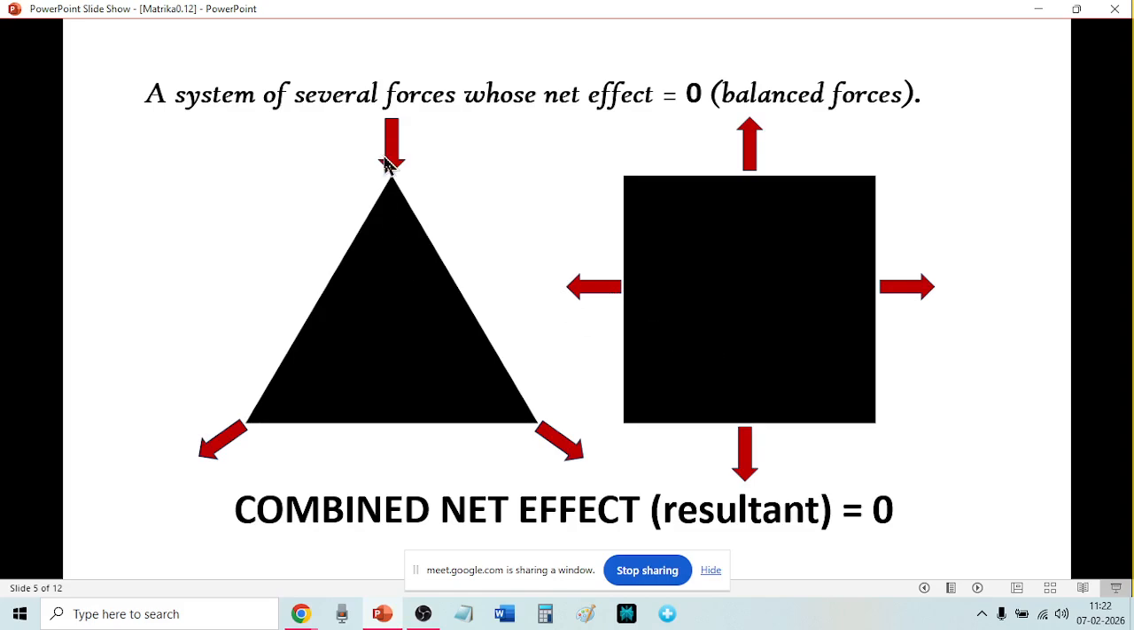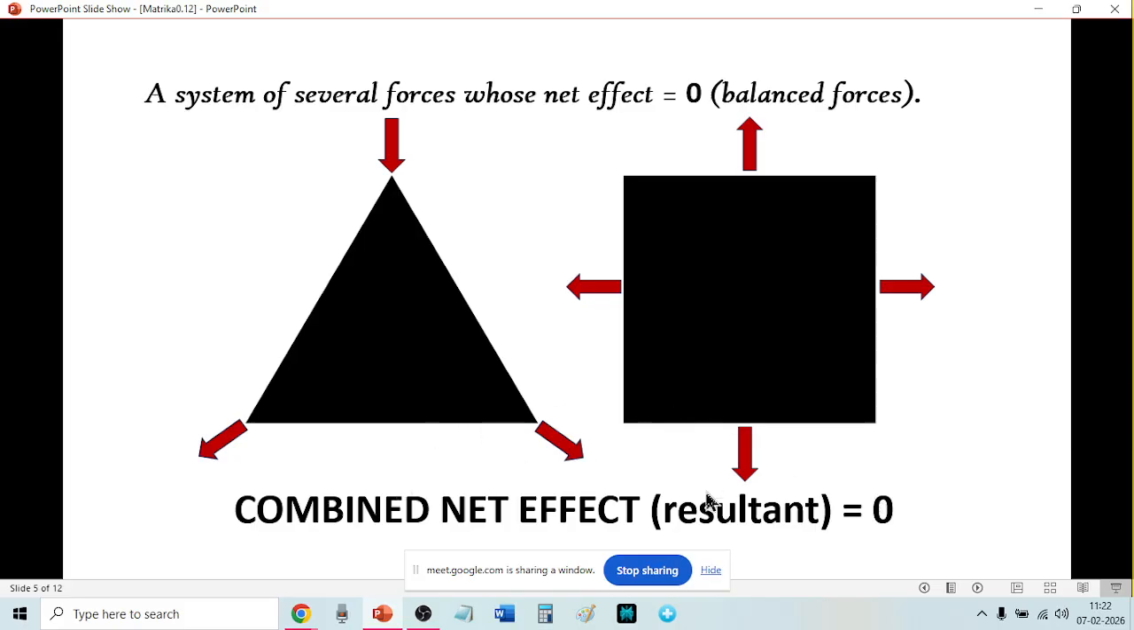So not only two, you can have three forces which are balanced. You can have four forces that are balanced. You can have 100 forces that are balanced. It is not always two forces. You can have 3 or 4 or 5 or 6 or 10 forces. But if they cancel out each other, the total effect is 0. They will be called balanced forces. Balanced forces means they will cancel out. The total effect is 0. The combined effect is 0.